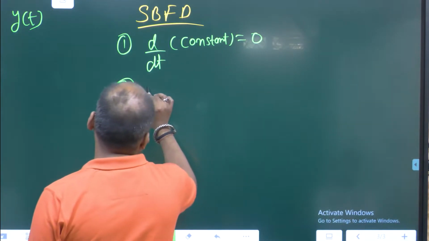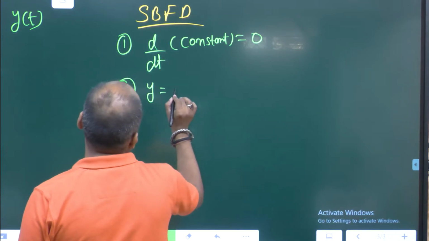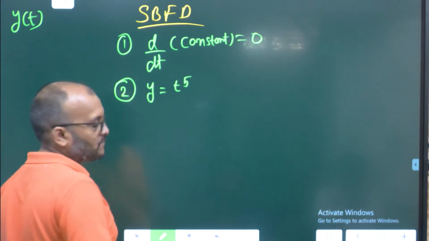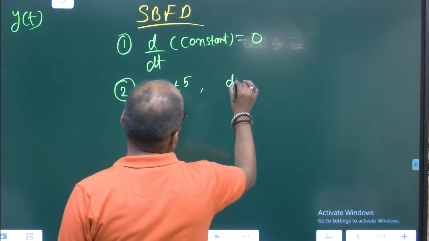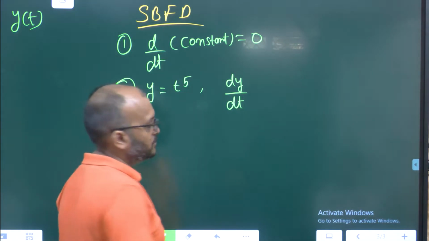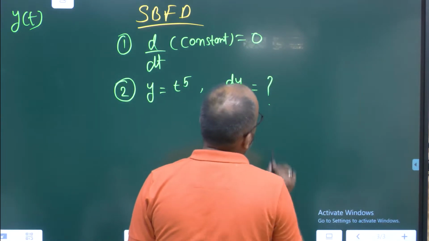Suppose y is equal to t to the power 5 and you need to find dy upon dt. Okay, so pay attention.